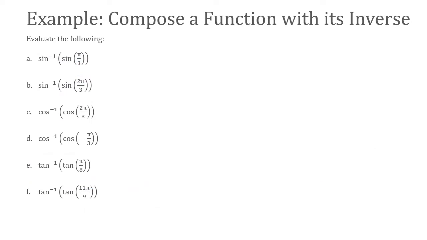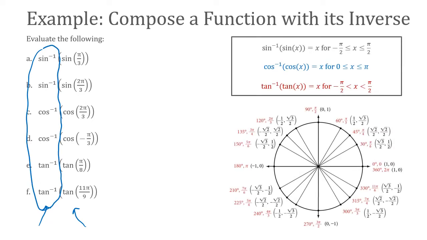Now let's look at some examples. Evaluate the following. We have A, B, C, D, E, and F. There's a lot of parts here. But one thing I want to point out to you is that in all of these parts, I am being asked to compose the inverse with the original function. All of these start with inverses, don't they? They all start with inverses. So I need to pay attention to the rule that says the inverse of a function composed with its original is equal to x as long as we are within these values of x.